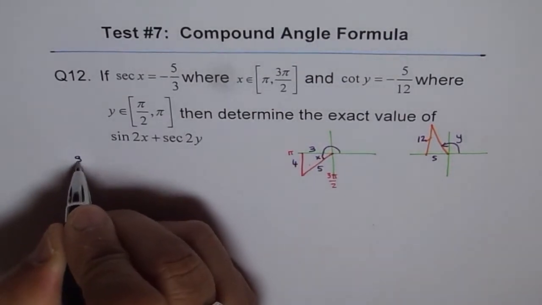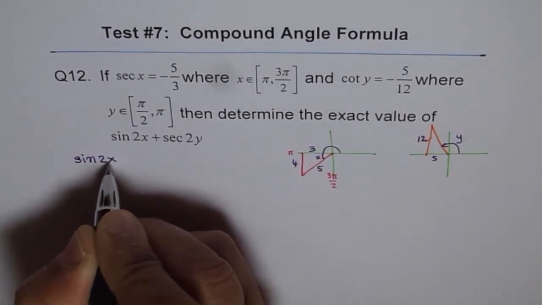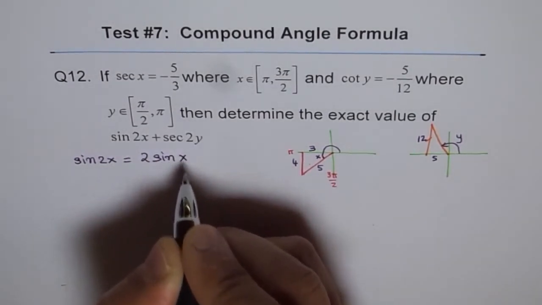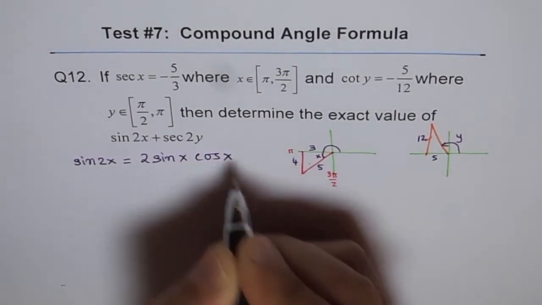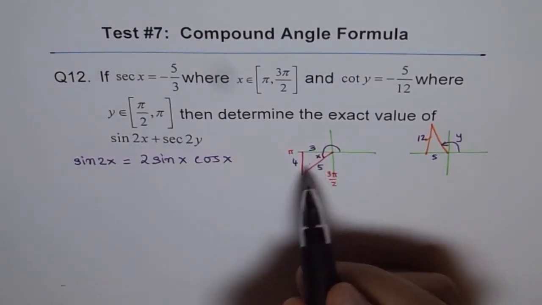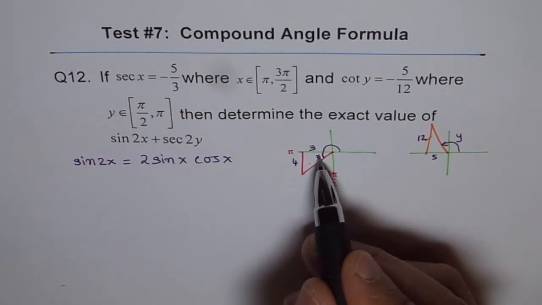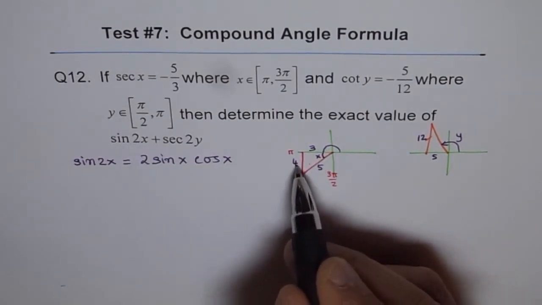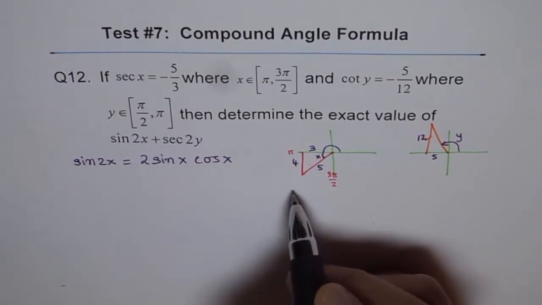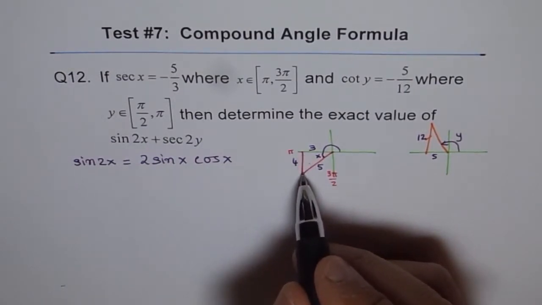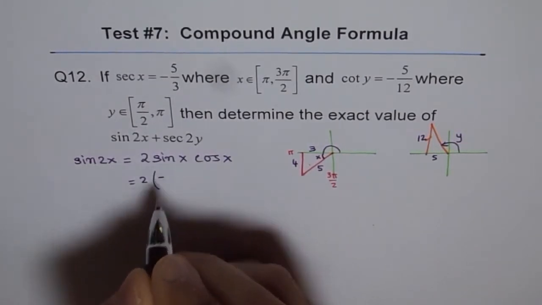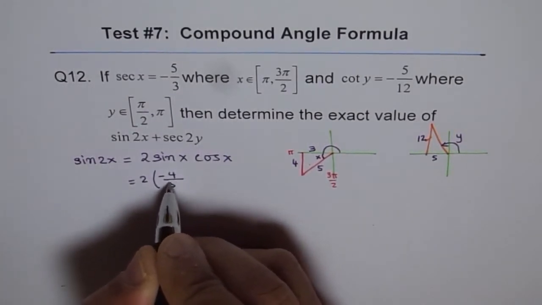Now, sine 2x equals 2 times sine x cos x, right? Now, what is sine x and what is cos x? From here we can find sine x. Sine x is opposite over hypotenuse, 4 over 5, negative, right? Because you are in quadrant 3. Even otherwise you can see this is negative y, correct? So you can write this as 2 times negative 4 over 5.